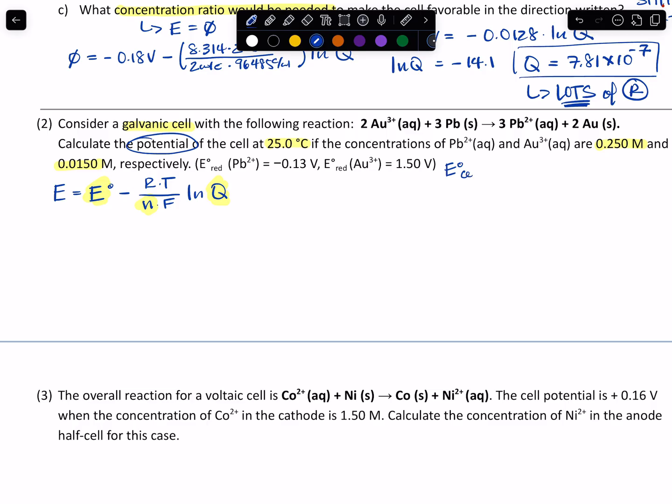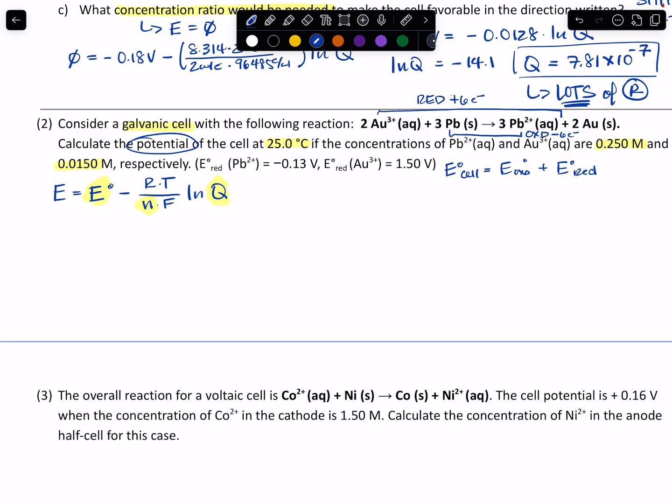Our standard cell potential is going to be equal to the potential of the oxidation plus the potential of the reduction. If we look, gold goes from an oxidation number of +3 to 0, so it gained electrons. There's your reduction. And it did so 2 times, so it gained 6 electrons. Then lead went from 0 to +2, so it lost electrons and was oxidized, but I have 3 leads and 3 lead ions, so it lost 6 electrons. So N is going to be equal to 6.